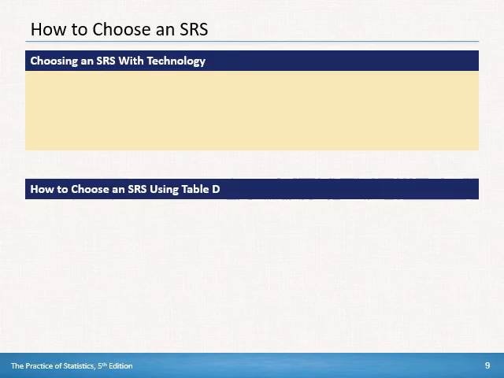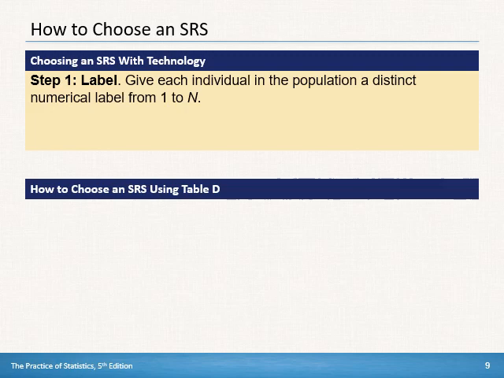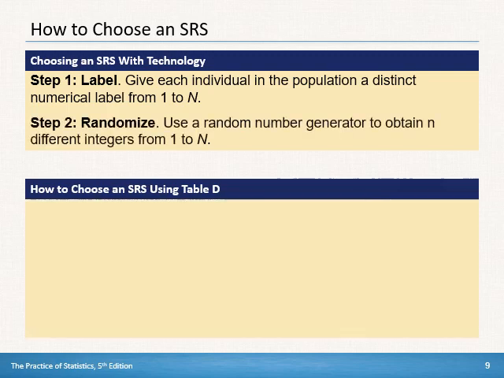All right, so choosing an SRS with some technology. First of all, if you're going to use technology, we take our population and we number everyone. We give them a distinct number, and then we can use our random number generator in our calculators or on a computer to generate n numbers. Remember, small n is the sample size, capital N is the population size. So we would pick small n different integers from 1 to capital N.